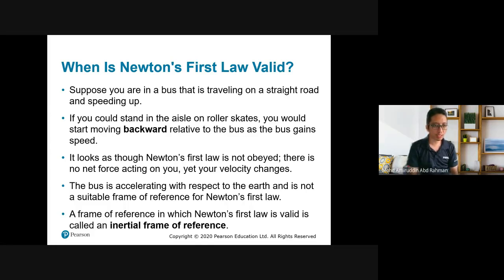All right, so the bus is accelerating with respect to the earth and is not a suitable frame of reference for Newton's first law. A frame of reference in which Newton's first law is valid is called the inertial frame of reference. So when the net force is zero and the bus is not accelerating, we call that the inertial frame of reference. Remember the term.